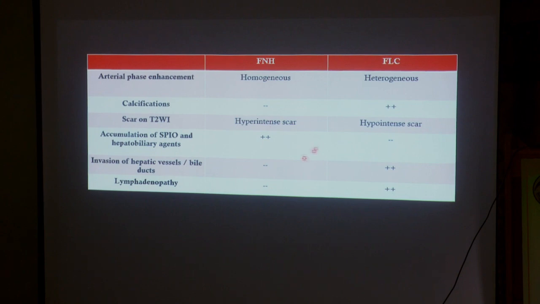And FNH will have Kupffer cells present since it is not a malignant lesion. Because Kupffer cells are present, there will be accumulation of superparamagnetic iron oxide and hepatobiliary agents on imaging, whereas in FLC there will be no Kupffer cells, therefore no accumulation. And since FLC is a malignant lesion, there will be invasion of hepatic vessels or bile ducts and lymphadenopathy, whereas in FNH you don't see these findings. So these are the differences between FNH and FLC on imaging.